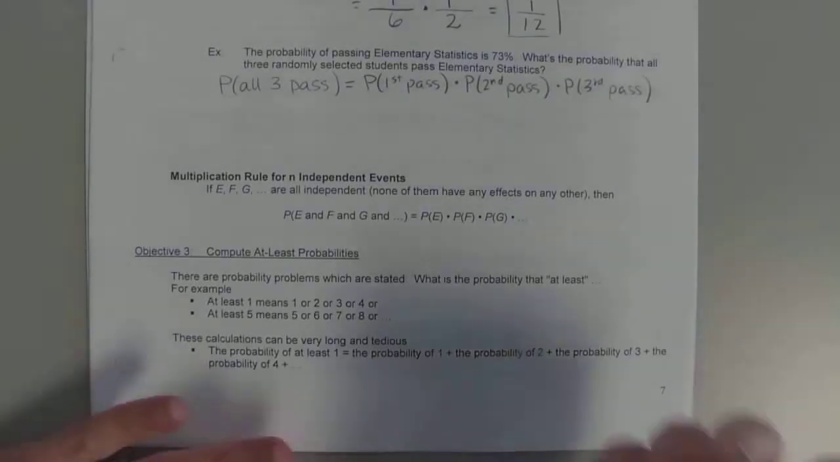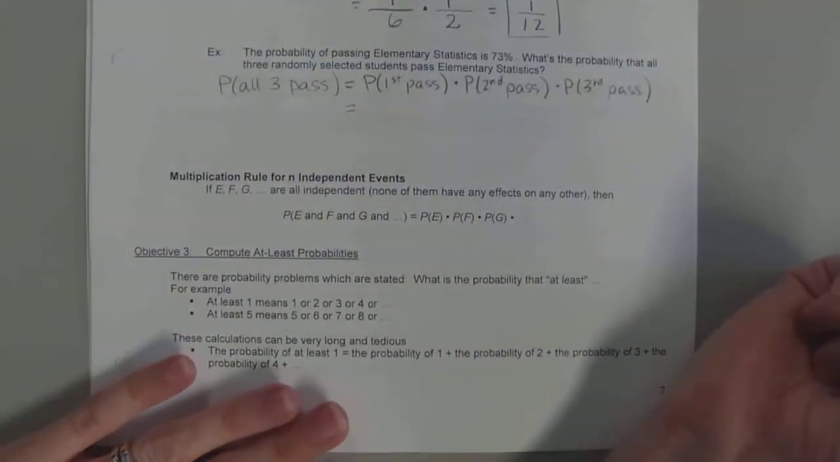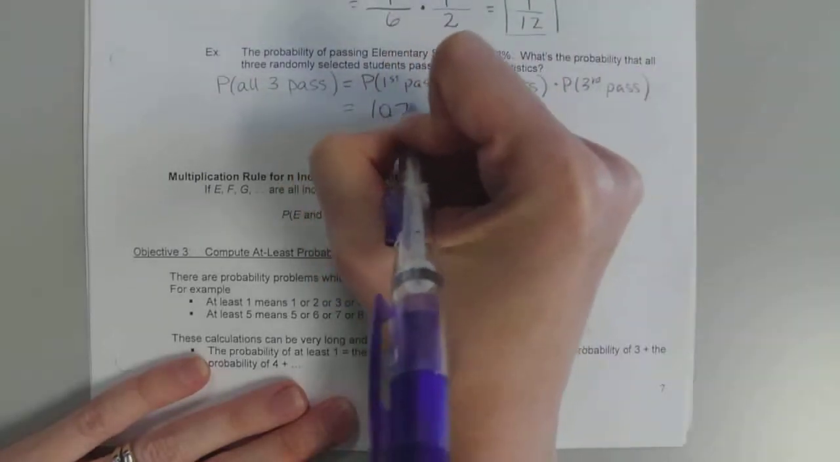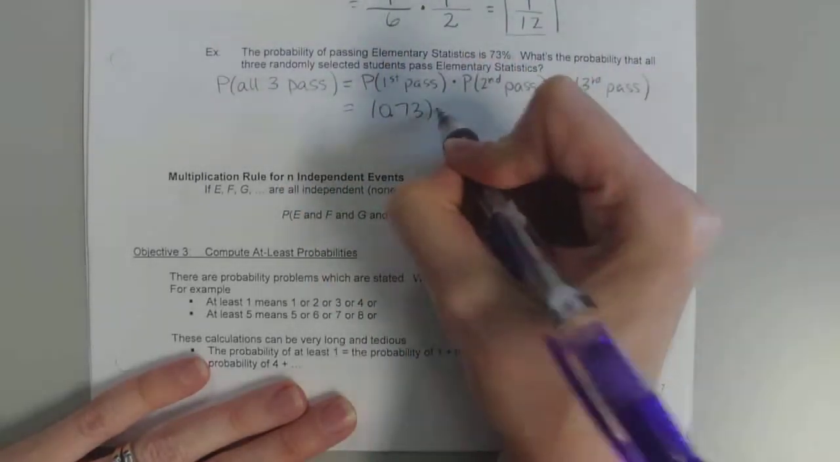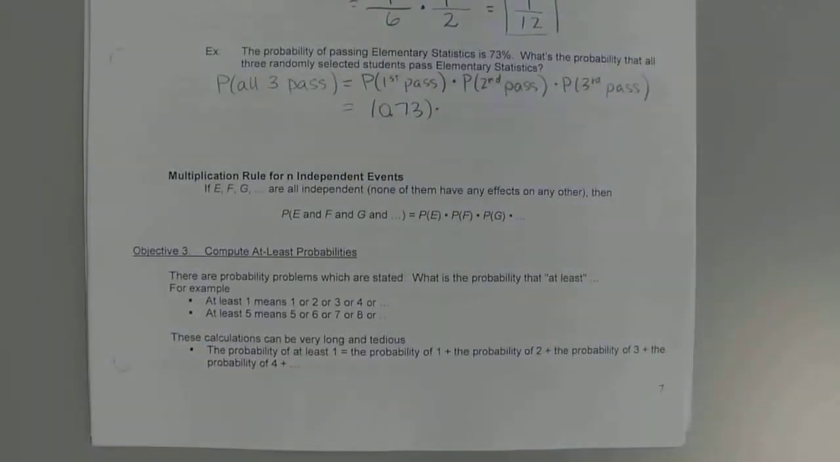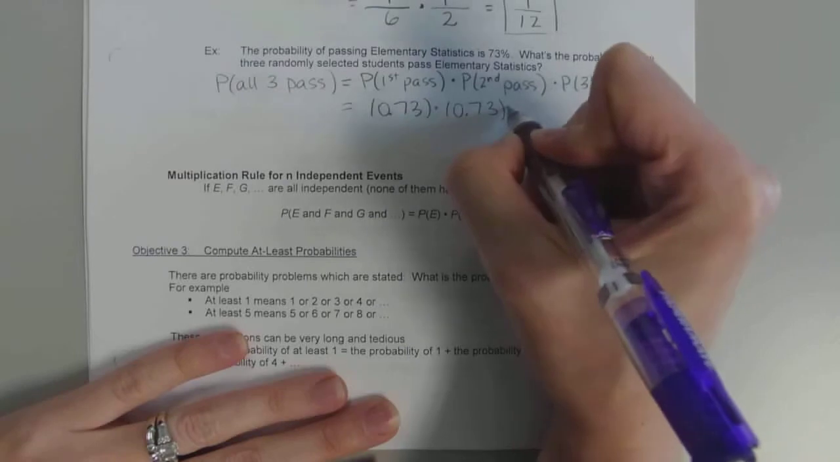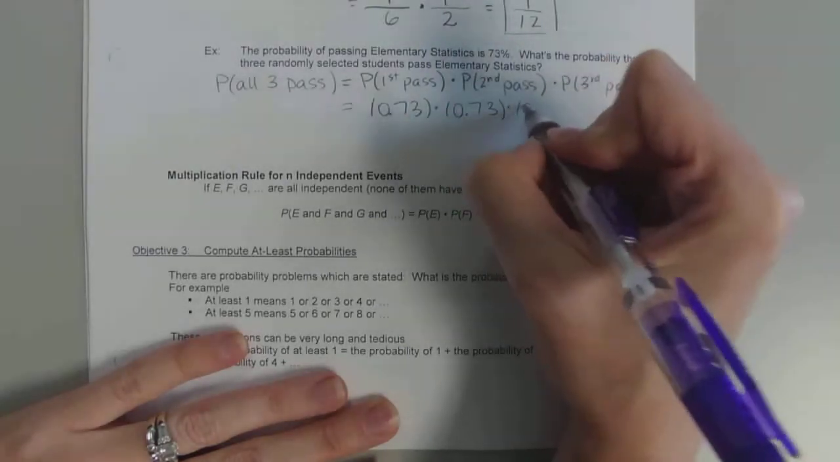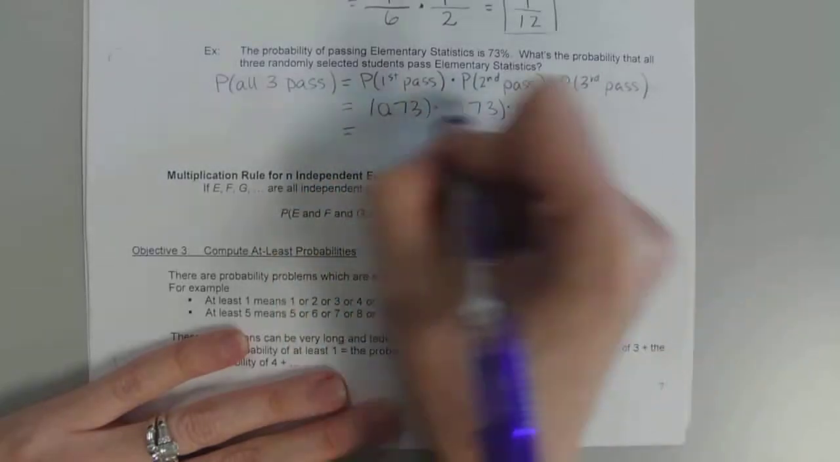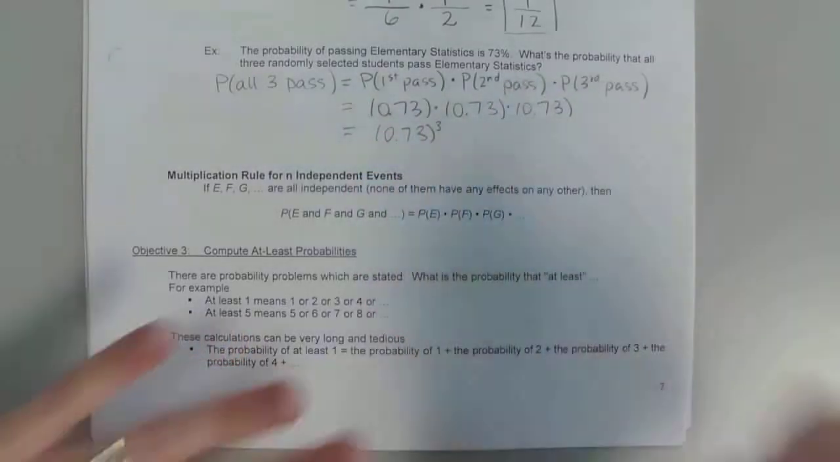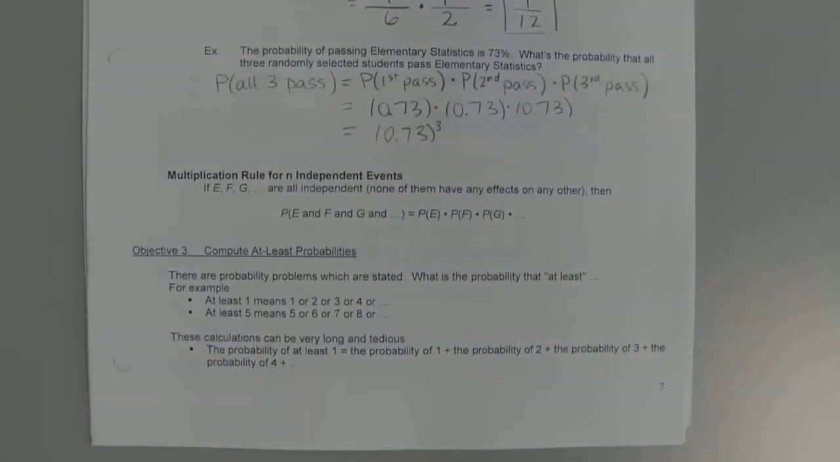What is the probability that the first person passes the class? 73%. It was given to us, right? So that is a 0.73 chance. Times, what's the probability that the second person passes? 73%, right? Everybody has a 73% chance of passing. You guys are going to quickly see a pattern here. What's the probability that the third person passes? 73%. What's an easier way to write this? You got it.